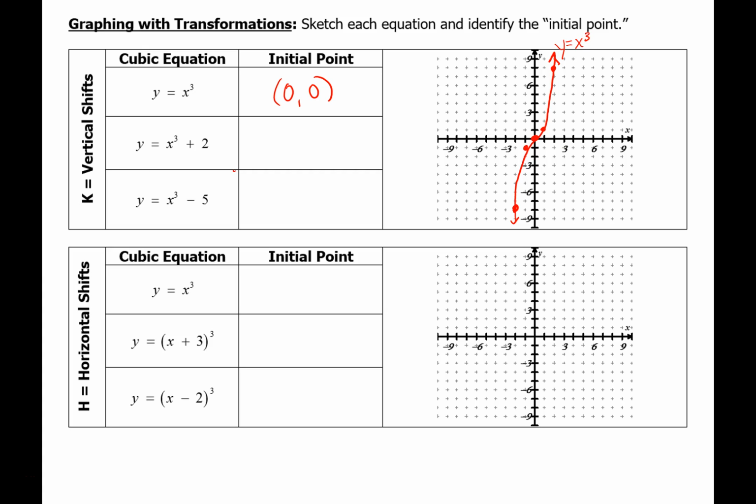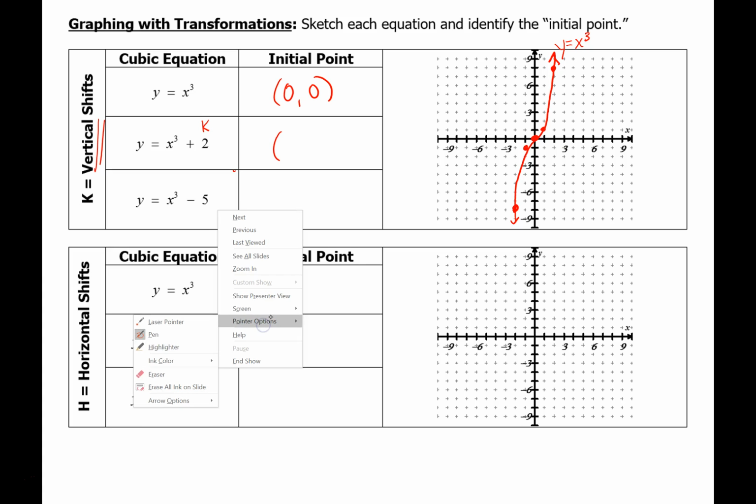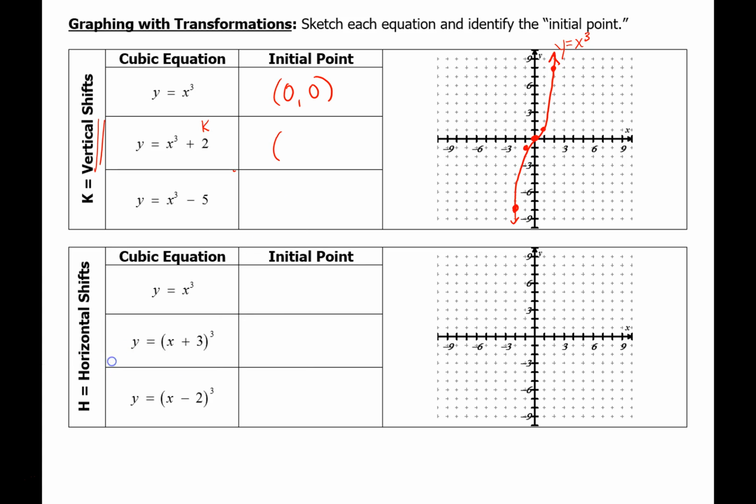Okay, so look at this next one, x to the third plus 2. Now, this k value is going to be the same kind of k value that we've been looking at all year long. It's going to determine a vertical shift. So our initial point is going to move up 2 units. That means the new initial point is going to be at 0, 2, because it moved the y value up vertically 2.